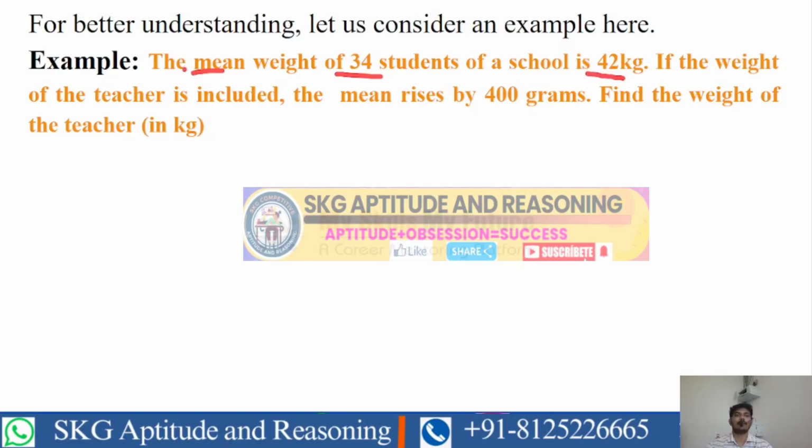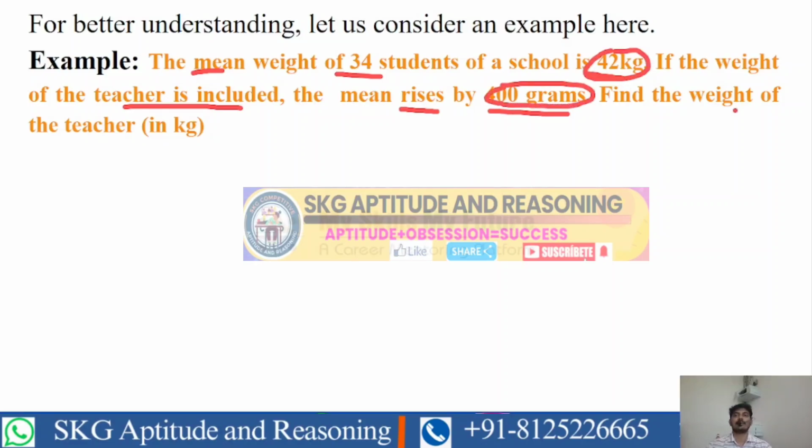And if the weight of a teacher is included, which means initially there are 34 students only, after inclusion of the teacher there will be 35 persons along with the teacher present. And the mean rises. Mean rises means it increases by 400 grams. You need to be careful with the units here. This was given in kgs and this was given in grams. So be careful while writing the data.